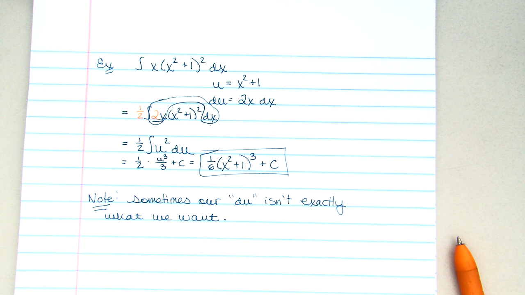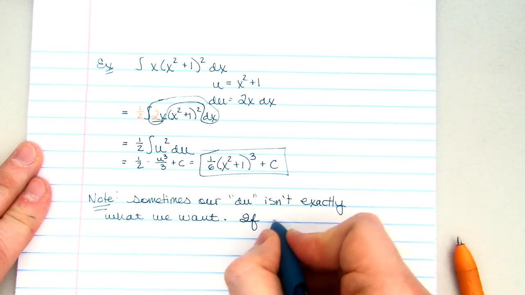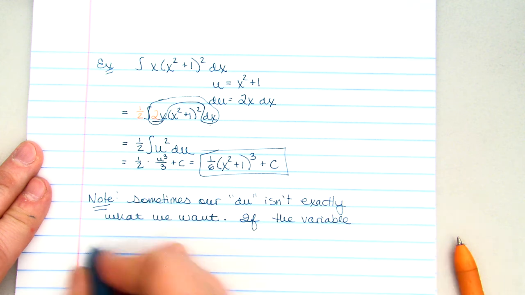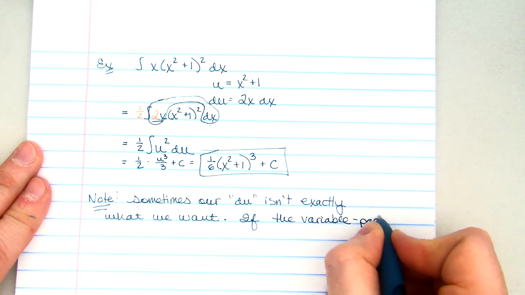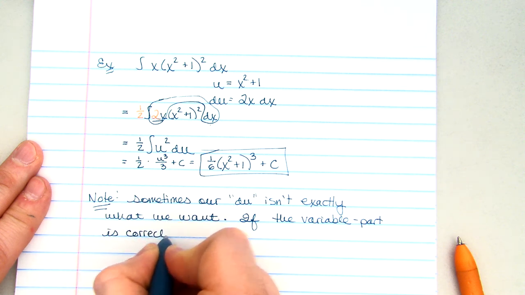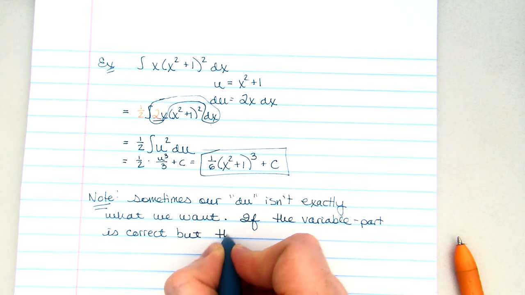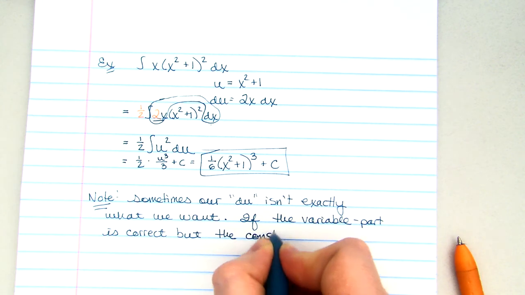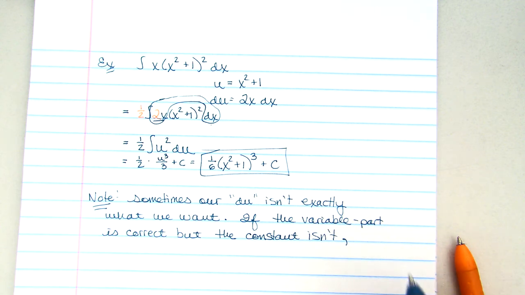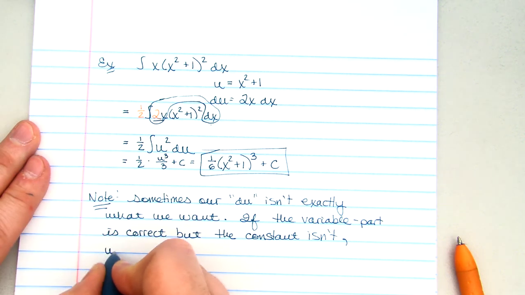If the variable part is correct, but the constant isn't, we can multiply inside the integral by a constant and cancel it out by multiplying outside by its reciprocal.